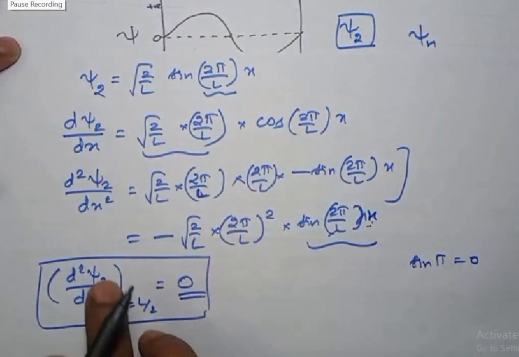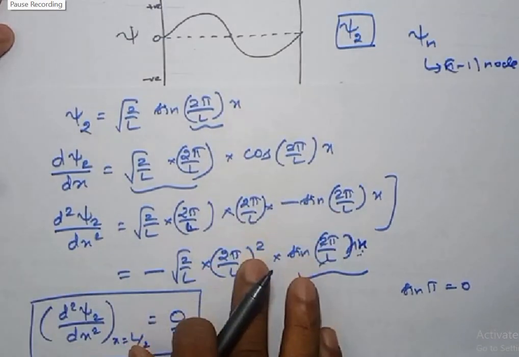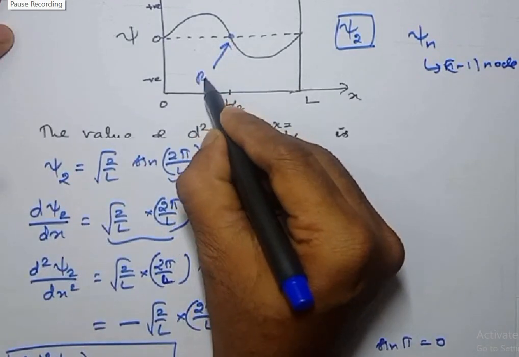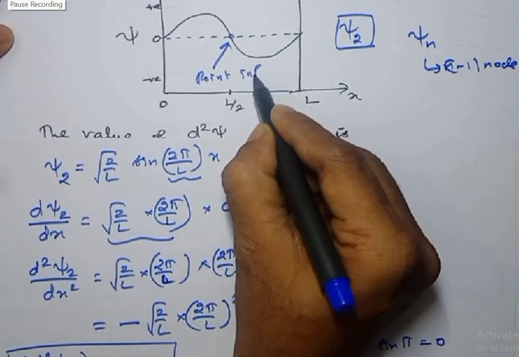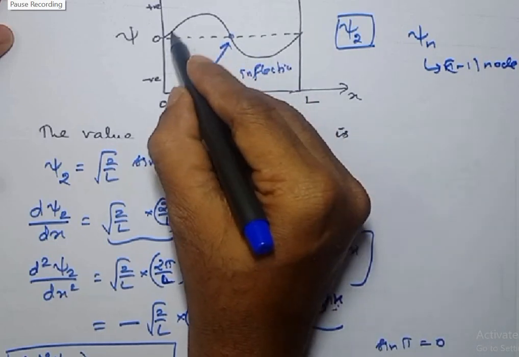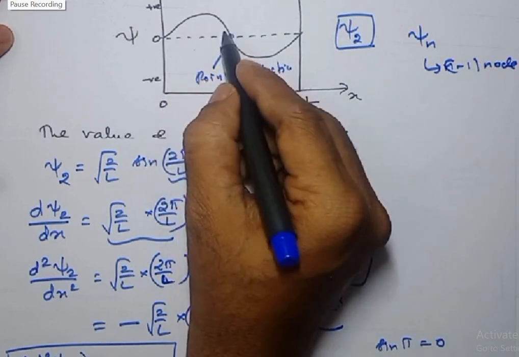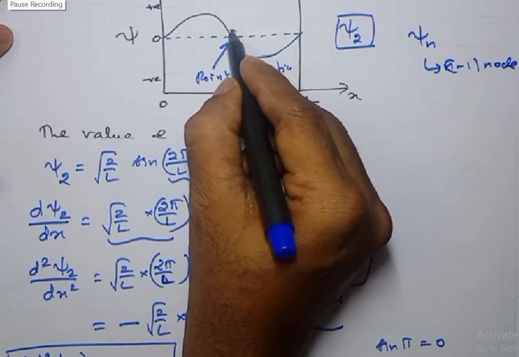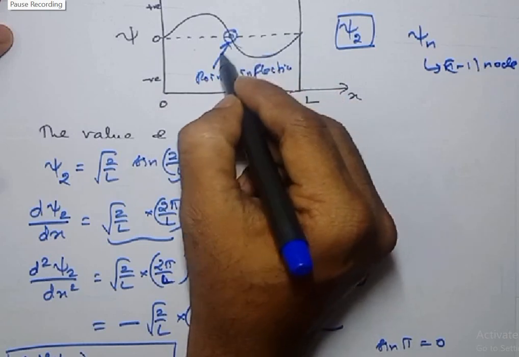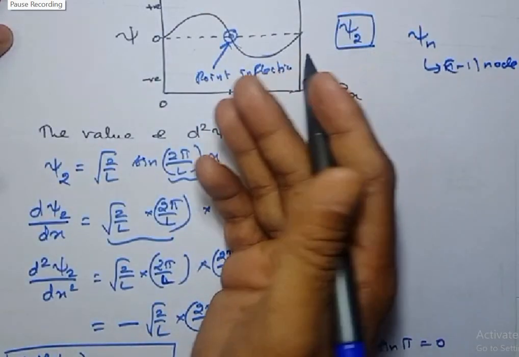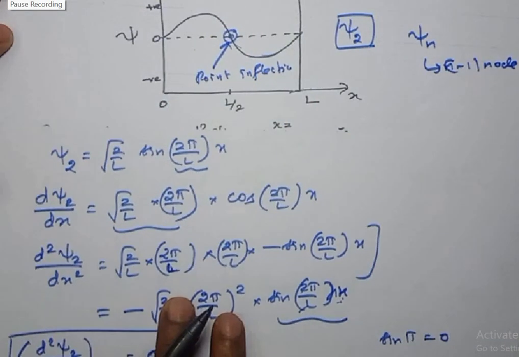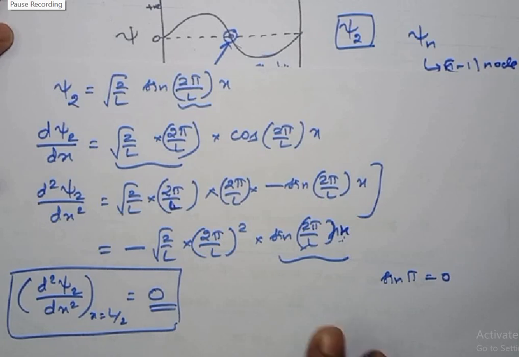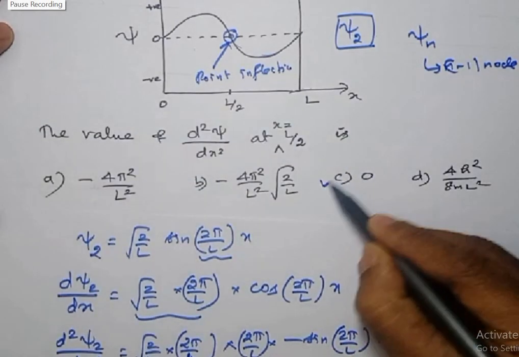Remember, if the second derivative is 0, what does it indicate? There is a point of inflection. This point is called the point of inflection. What is happening here? The open downward parabola becomes open upward. At this point, the nature of the wave function changes, so it is called the point of inflection. At the point of inflection, the second derivative value should be 0. Yes, the second derivative is 0 here. So the correct option for this question is option C.